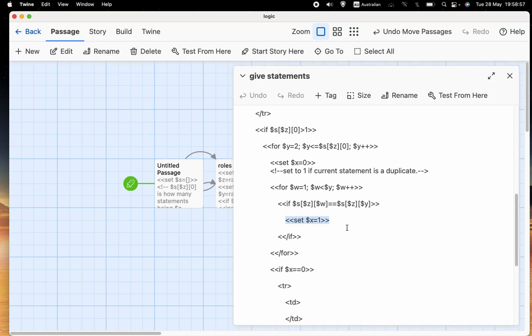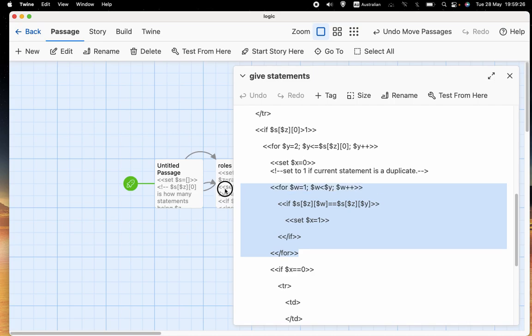And x is a flag that says don't print this statement, it's a duplicate, because there's no point printing duplicate statements. You'll actually find that if I didn't have this in here, there'd be at least a few duplicate statements, and it just makes it look messy and a bit silly without making the puzzle any better, I didn't think. So we set x equal to 1 if we find a duplicate.